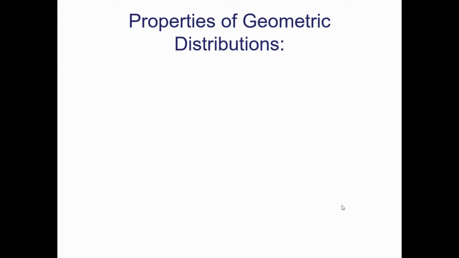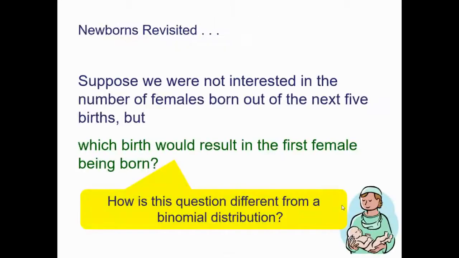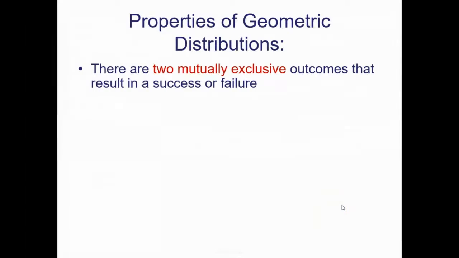Okay, so for the geometric distribution, the first few properties should sound familiar. We need 2 mutually exclusive outcomes that can result in either a success or a failure.